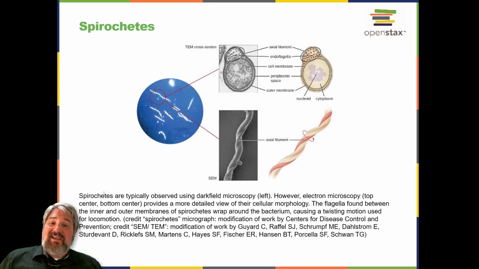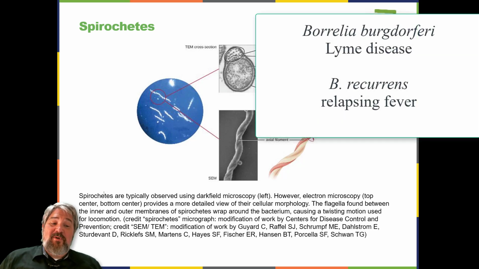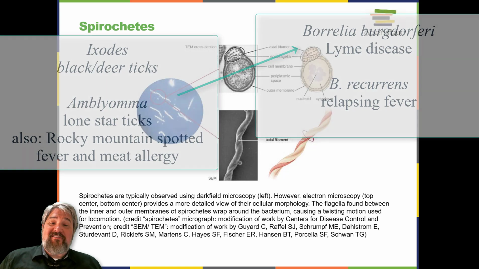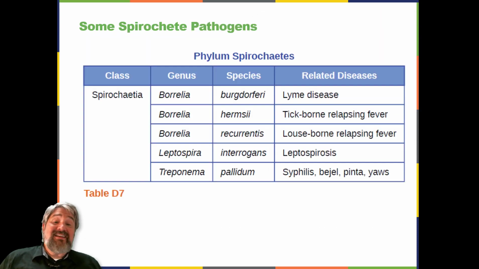Another genus of spirochete, Borrelia, contains a number of pathogenic species. B. burgdorferi causes Lyme disease, which is transmitted by several genera of ticks, notably Ixodes and Amblyomma, and often produces a bullseye rash, fever, fatigue, and sometimes debilitating arthritis. B. recurrentis causes a condition known as relapsing fever. Appendix D lists the genera, species, and related diseases for spirochetes.